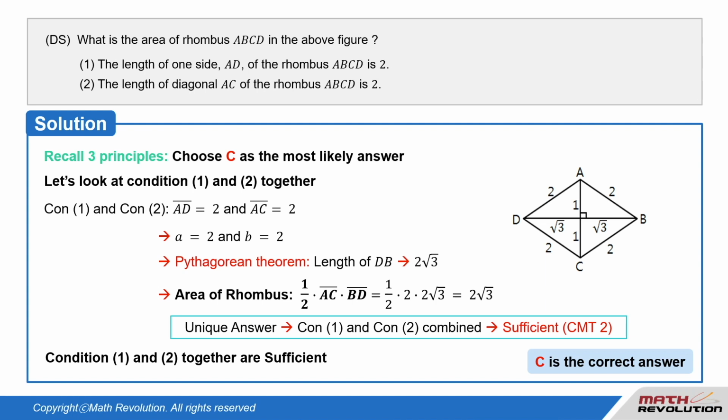At this point, you should be pretty convinced as to how effective the variable approach is for DS questions on the GMAT. Answer: C.